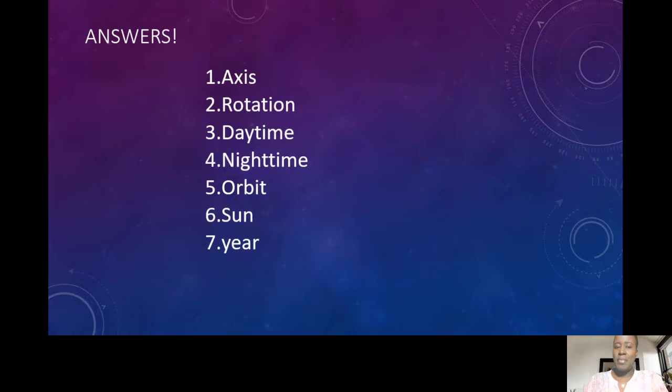Here are the answers. Number 1, axis, rotation. Number 3 is daytime. Number 4, nighttime. 5, orbit. 6, sun. Number 7, year.